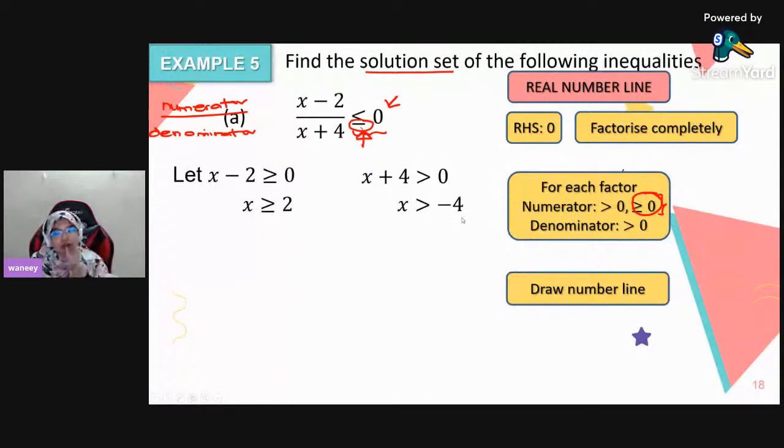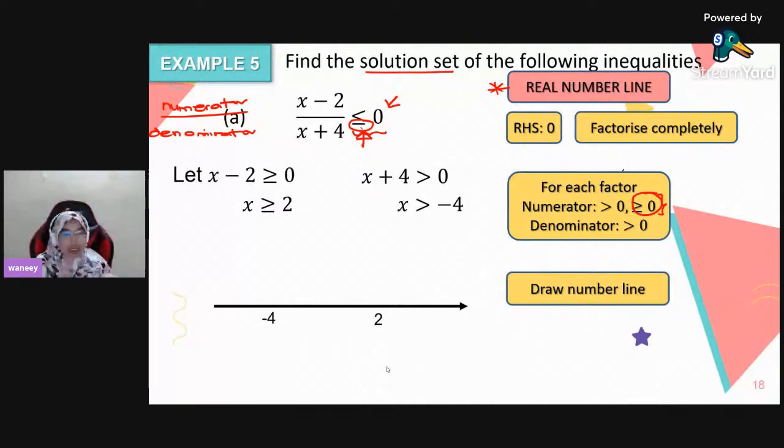So you will have x greater than or equal to 2, x greater than or equal to negative 4. Since the method itself is called the real number line, therefore we need to draw our number line. So draw your number line. Make sure everything is in ascending order, which number will be on the left, which number will be on the right. Make sure you got them right.